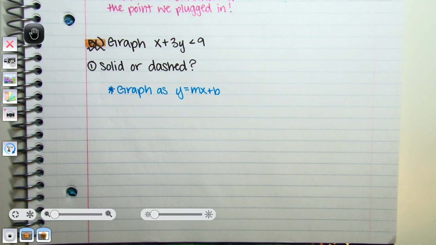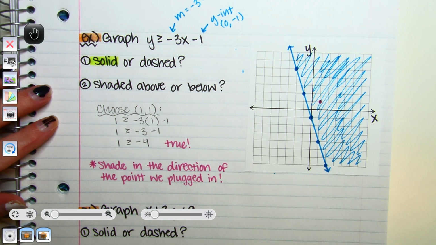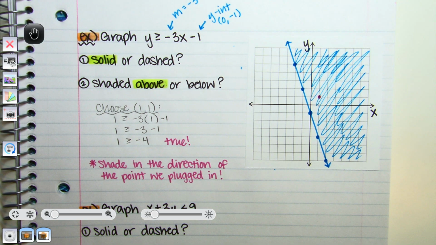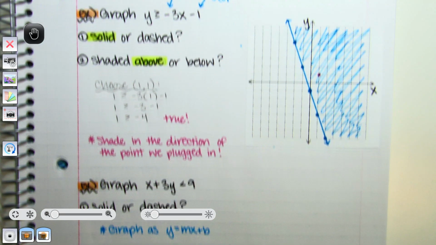Let's go ahead and look at our last example for the notes. So what we're going to do now is we have to put this in slope-intercept form first. Actually, before we move on, I just realized the last example we forgot to highlight. It's shaded above. I just realized we forgot to highlight that. Sorry about that. All right, back to this example.